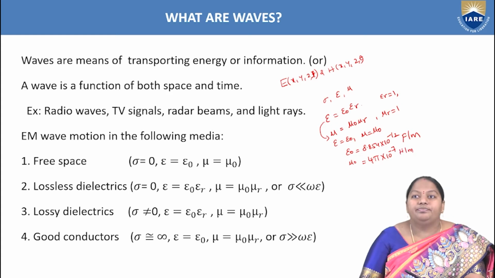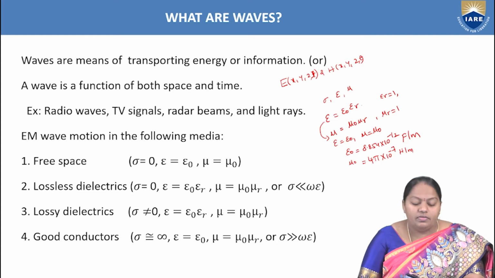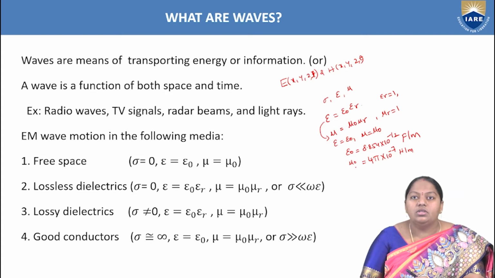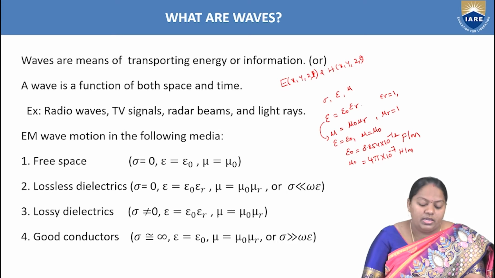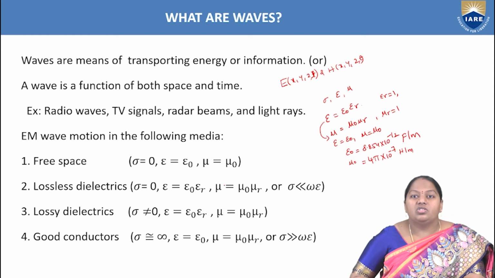Henry per meter. Right? So in order to analyze the wave which is propagating in a free space medium, these are all the important characteristics we need to remember. So for a free space medium, conductivity equal to 0, permittivity is replaced by epsilon naught and permeability is replaced by mu naught. Why? Because for a free space medium, epsilon r and mu r are equal to 1.